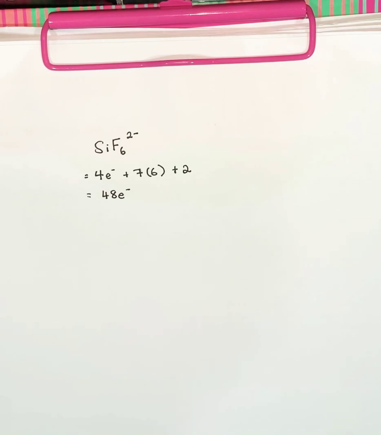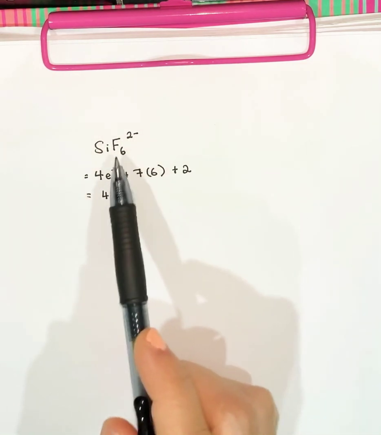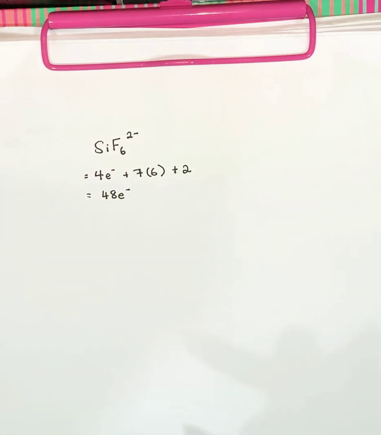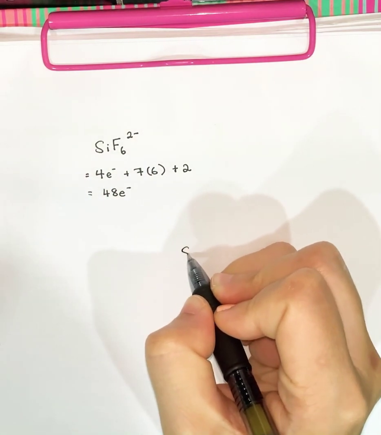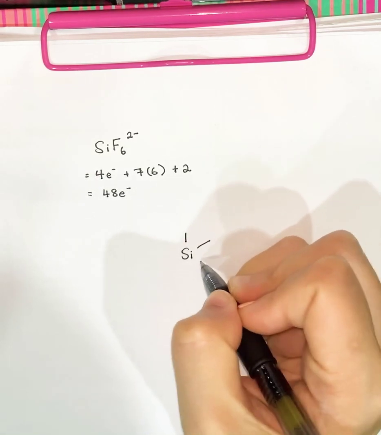Since silicon is to the left of fluorine and down, silicon is going to be the central. Also, by looking at the compound, you have 1 silicon and 6 fluorines. Silicon is going to be the central atom anyway. So we write silicon in the middle. We form the bonds with fluorine.